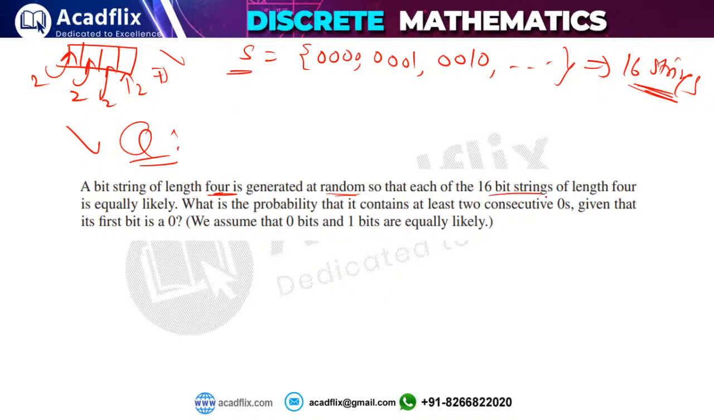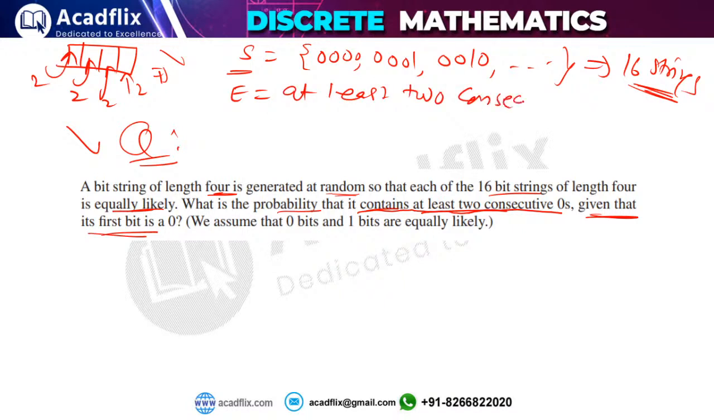Now he is saying that all the bit strings of length 4 are equally likely. Okay, so every bit string has equal chances. Now he is saying, what is the probability that it contains at least 2 consecutive zeros given that its first bit is 0? See, event E is this. It contains at least 2 consecutive 0. This is your event E. And what is event F? Event F is first bit is 0. This is event F.